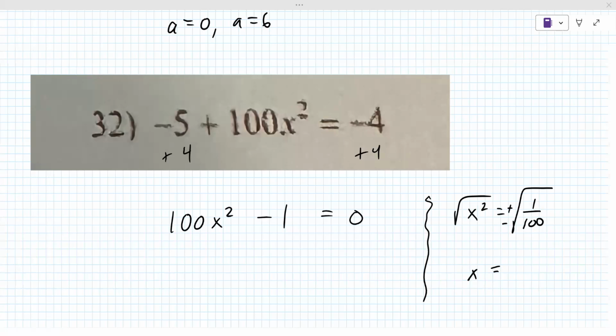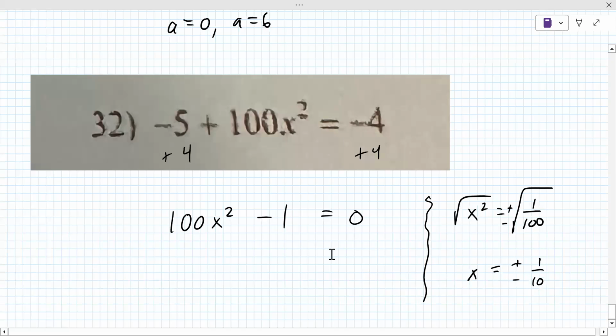1/10, right? Plus or minus. Yep. Cannot forget them both. You will definitely get dinged.